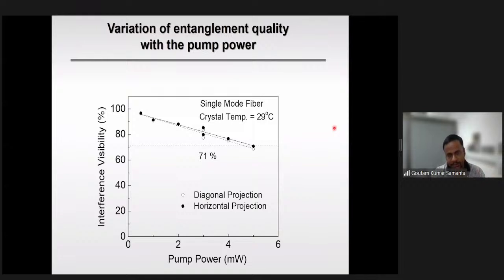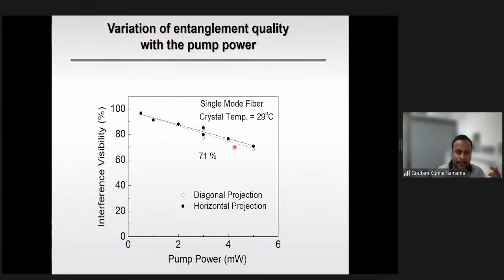Now the question comes: since you have an efficient source, can you improve the pump power and get more photons? How much can I improve the brightness? Is there any upper limit? For that, keeping all the parameters fixed, we try to increase the pump power, which is easily available to us, and then see the interference visibility. And as expected, when you increase the pump power, the visibility to measure the state is reducing like this. At some point, when you have 5 milliwatt of pump power, the visibility comes to around 71%. After that, it's no more a quantum source, because the Bell parameter will be less than 2.